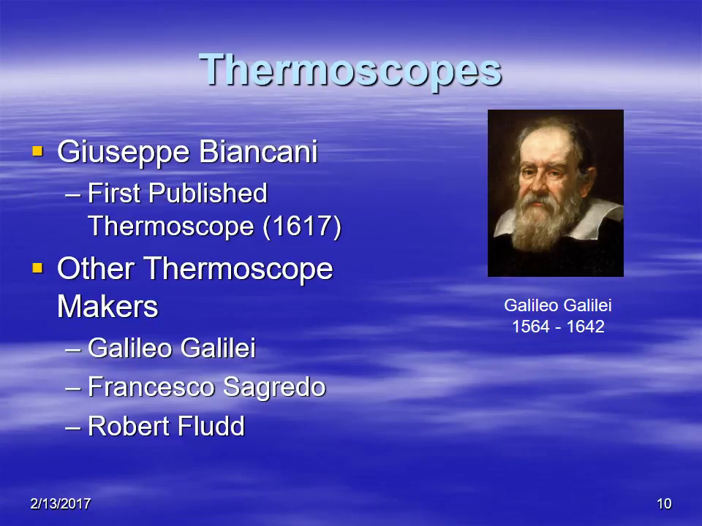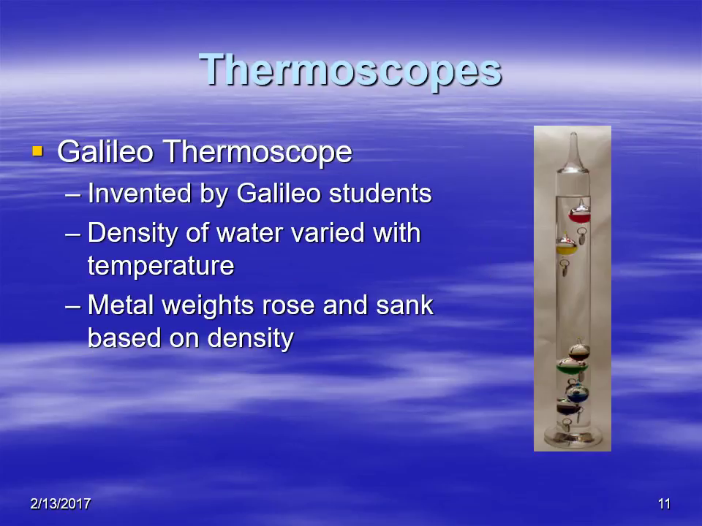The first known description of a thermoscope was by Giuseppe Bianchi. But after that, Galileo is probably the most famous for thermoscopes, and he made one that's still popular today. But there are others that were also famous thermoscope makers. The Galileo thermoscope works based upon the principle that the density of water varies with temperature. You had little glass bubbles that encased different fluids that had different weights, and they rose and sank within the tube of water based upon the density of the water. This actually wasn't invented by Galileo, but by Galileo's students.